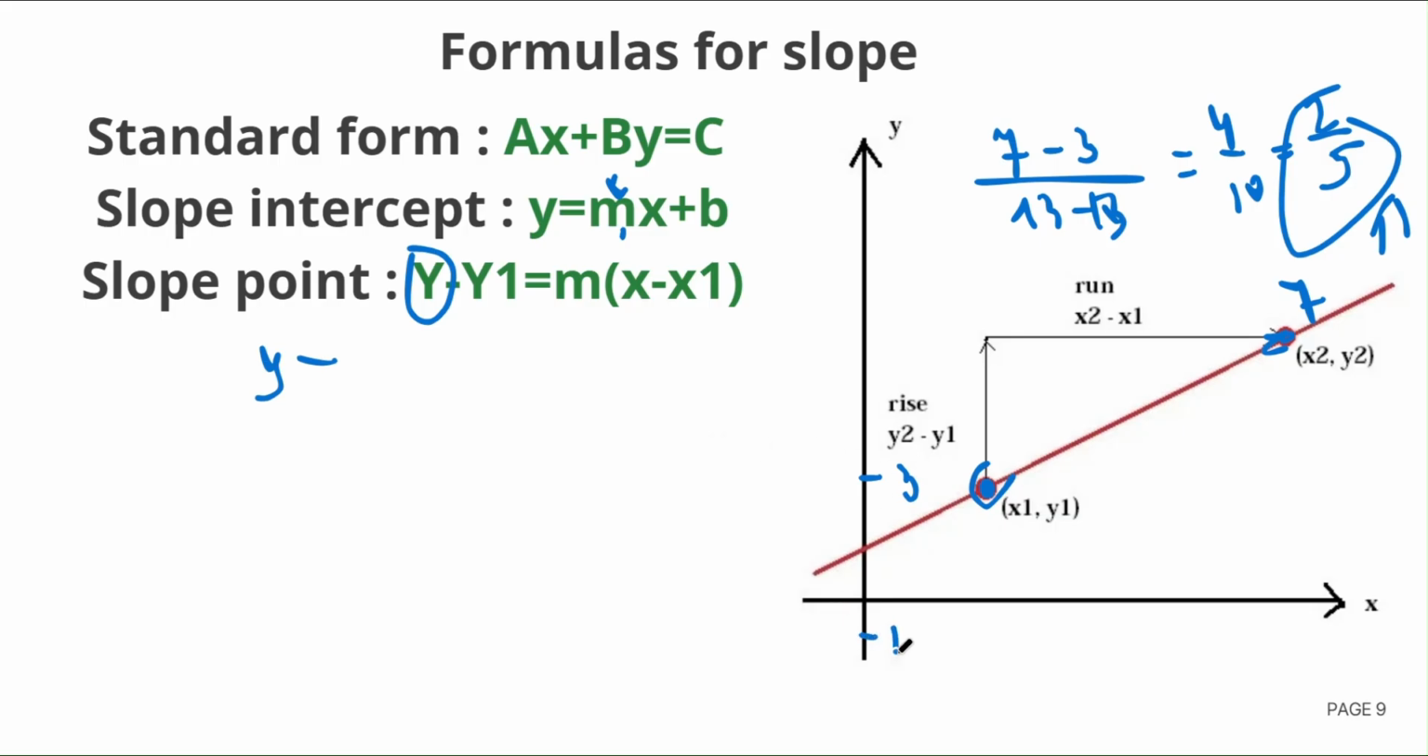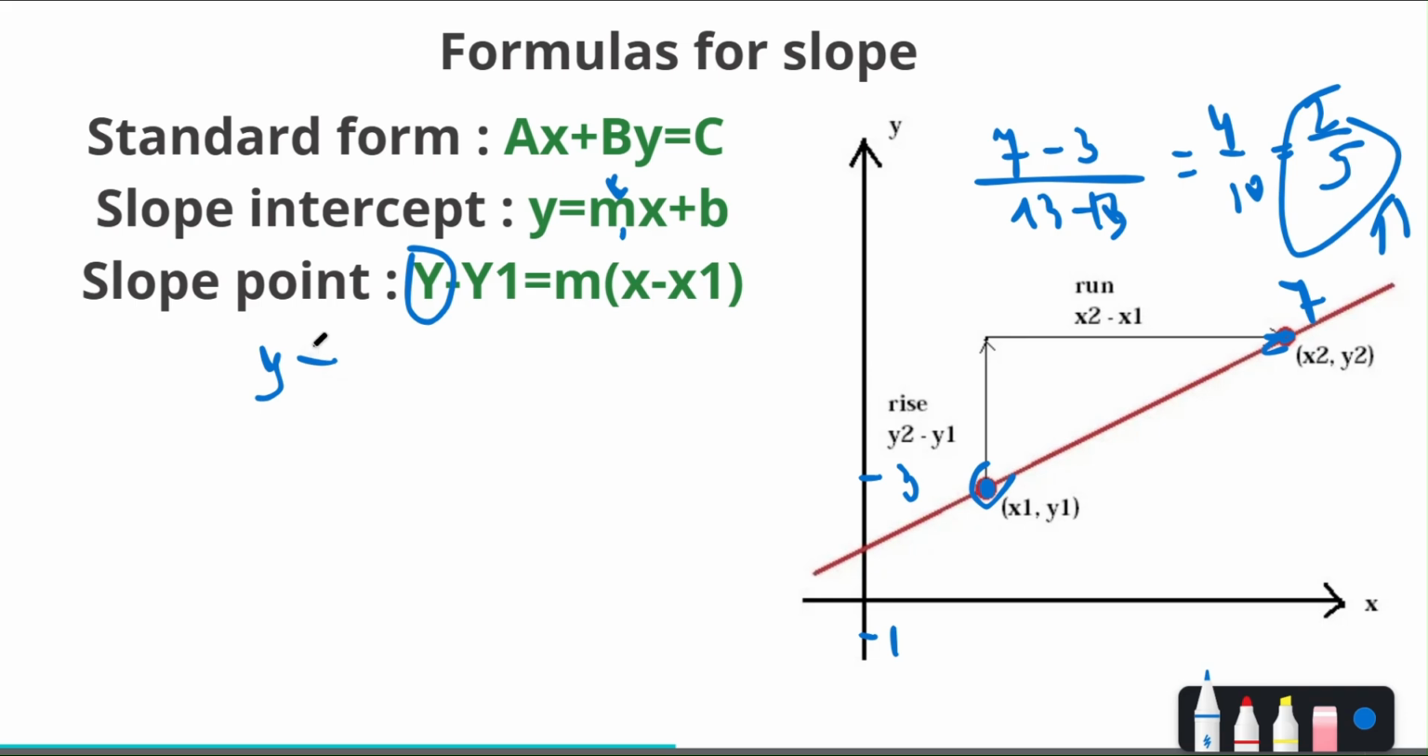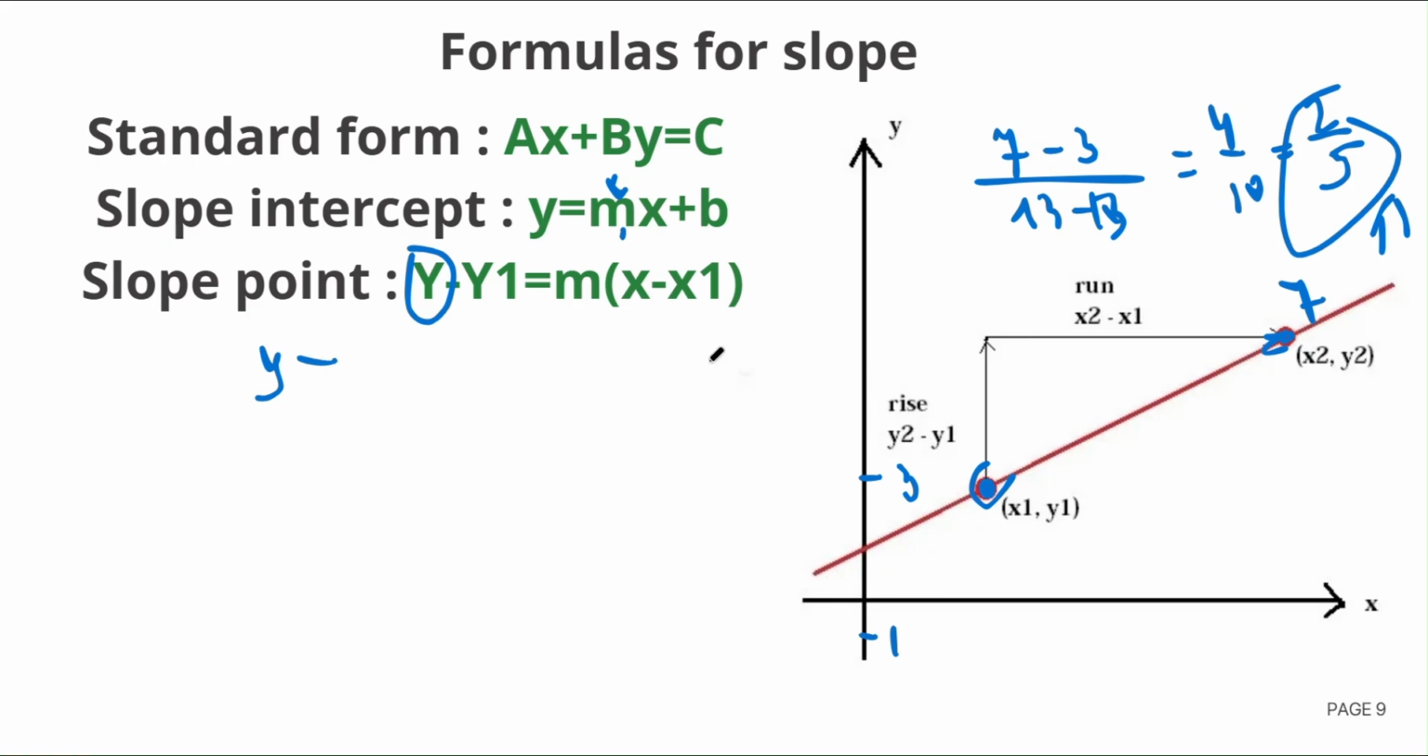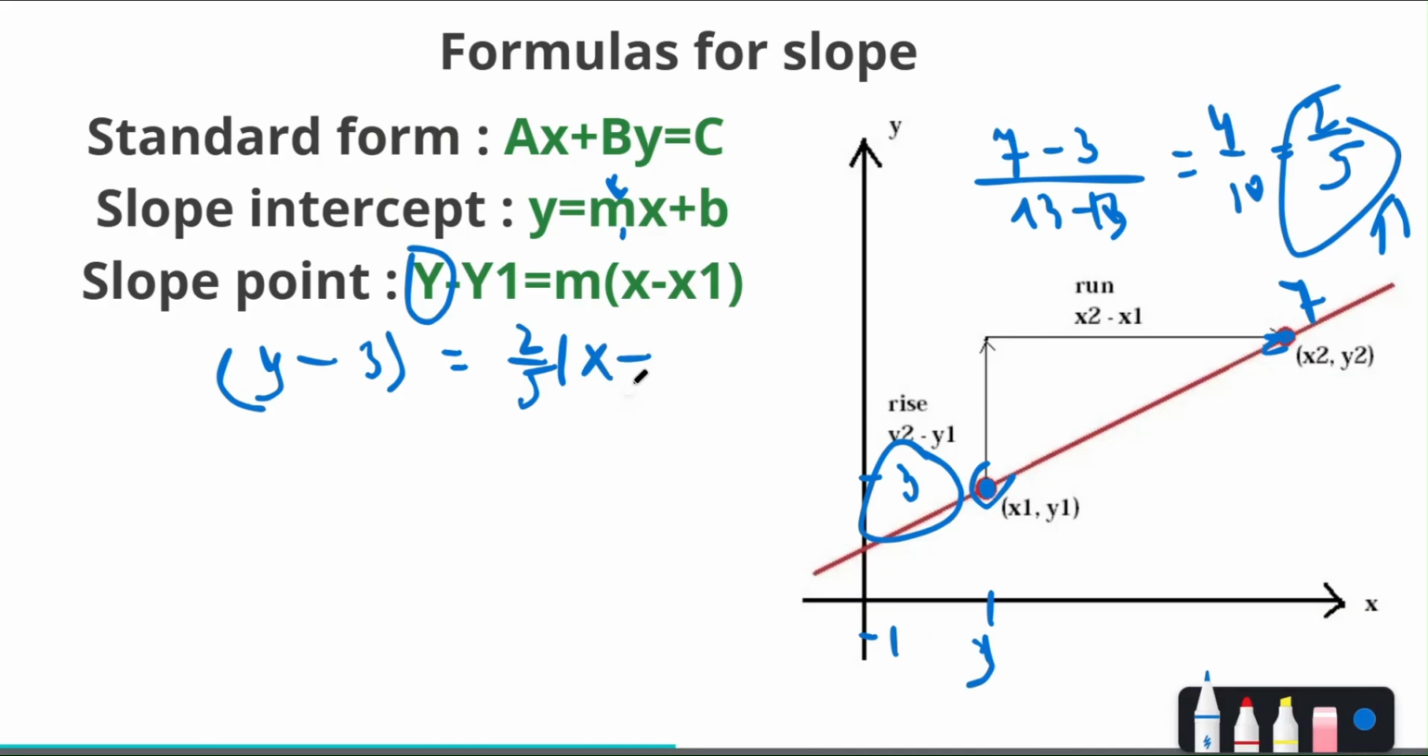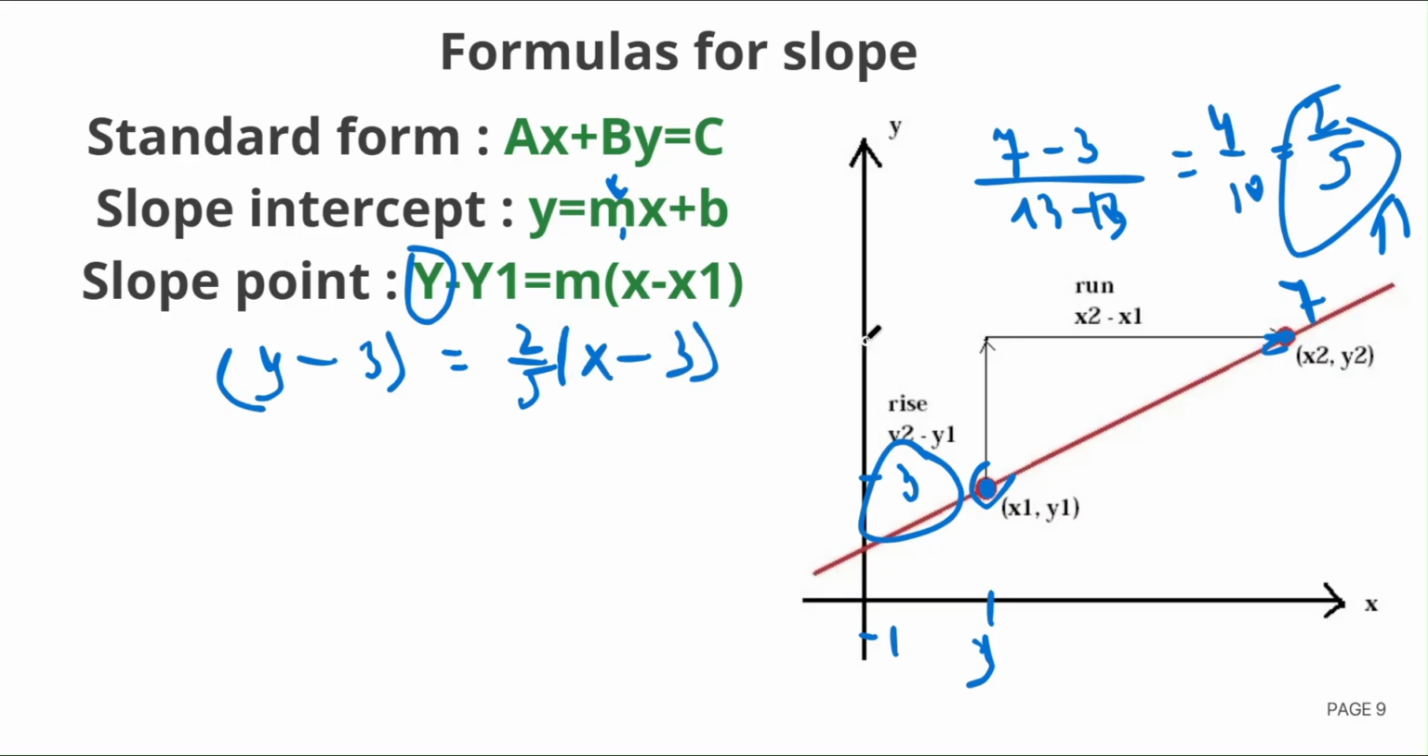Let's say it's minus 1, then if you put minus 1 there, two minuses will be plus, but that's not the point. The point is, in this case, if you get 3 there, it will be y minus 3 equals, our slope was 2 over 5, if you remember. We write 2 over 5. For x, we don't put anything instead of x, but for x1 we'll put 3 there. This is how we put it in point-slope form.